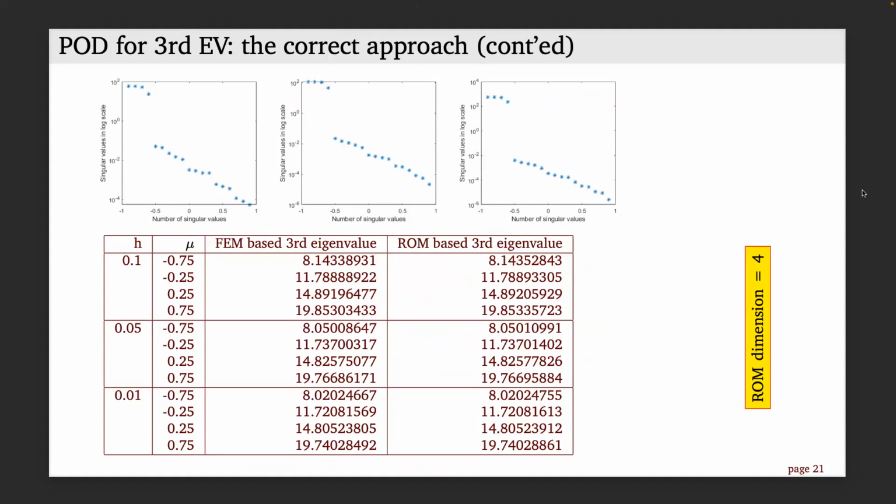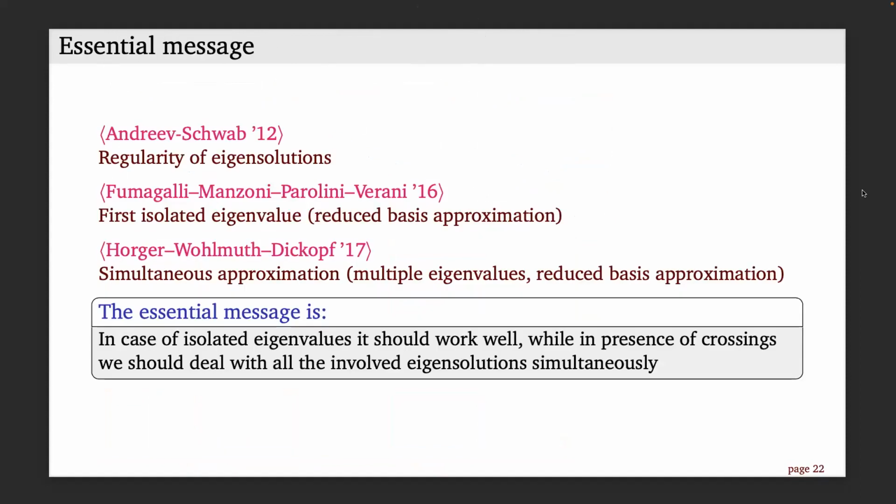So this means that you have to be a little bit careful with these things. And what is the essential message about these motivating examples that I'm showing you? And then I will go quickly to our solution. Well, the essential message is that in case of an isolated eigenvalue, it should work well because it's separated from the others, right? But in the presence of crossing, we should deal with all the involved eigensolutions simultaneously and not just separate the blue one from the others. So this is the message that I had at the beginning.